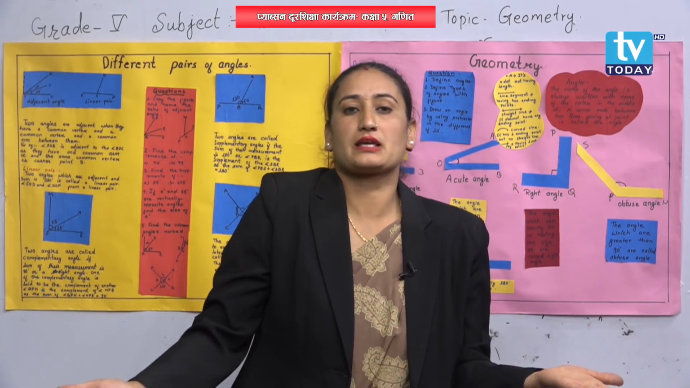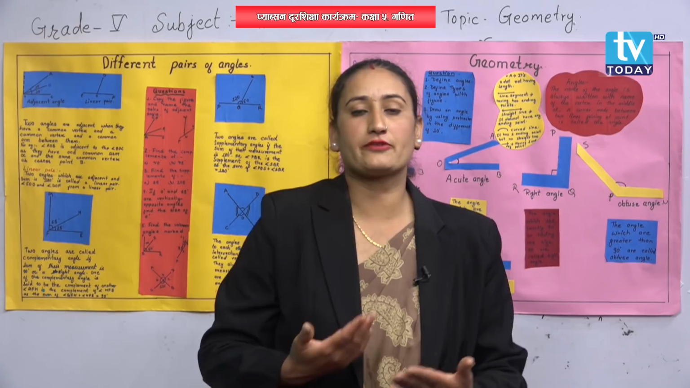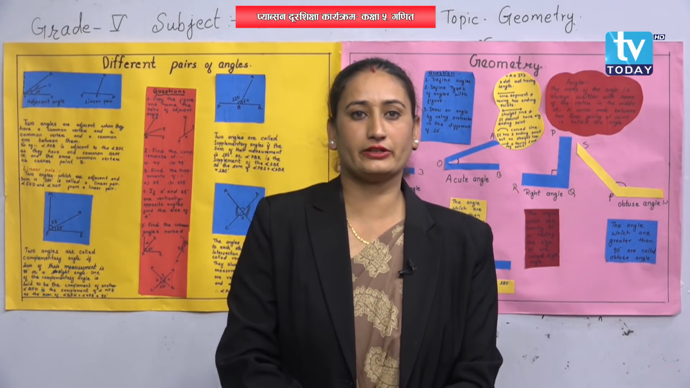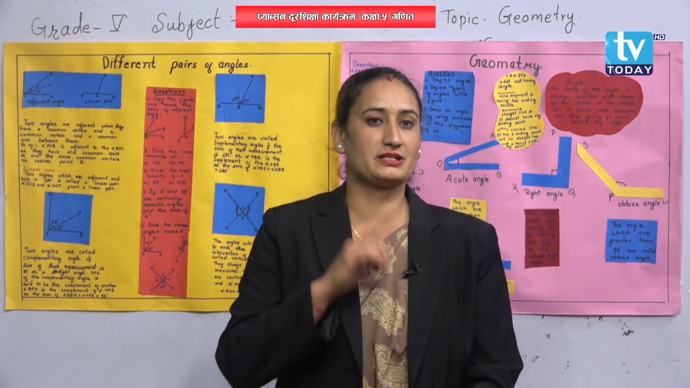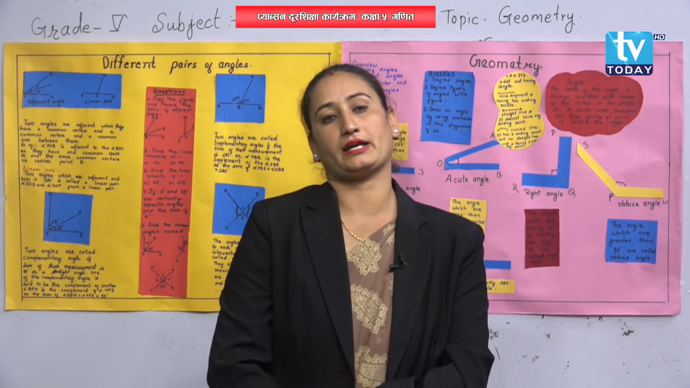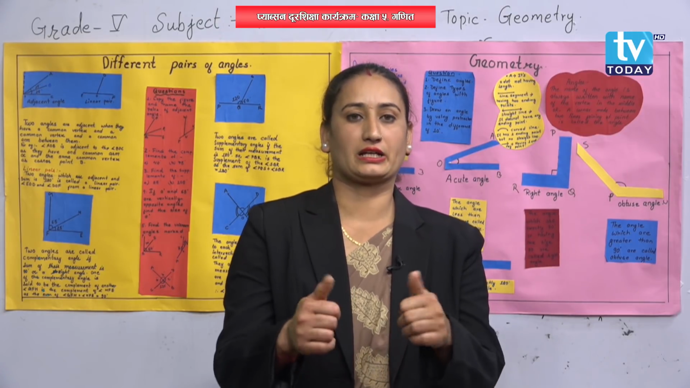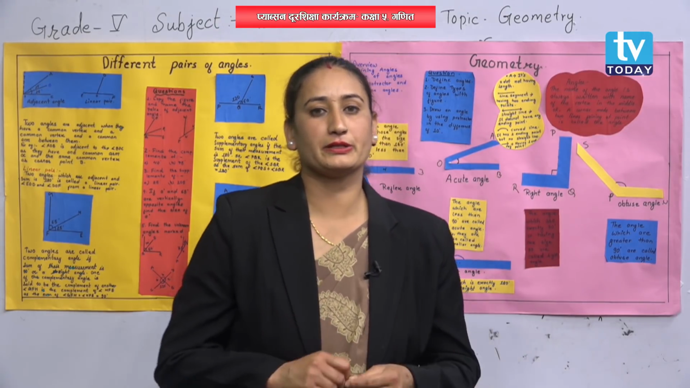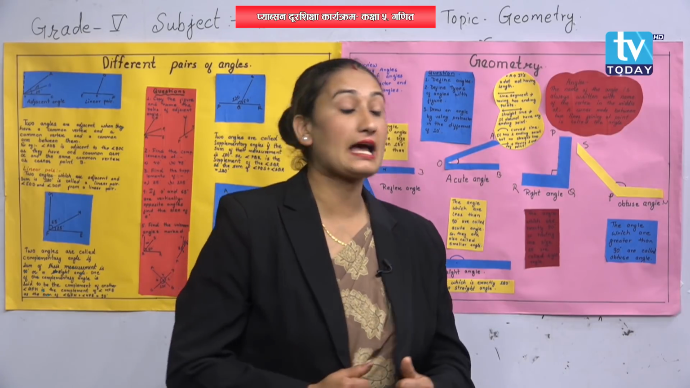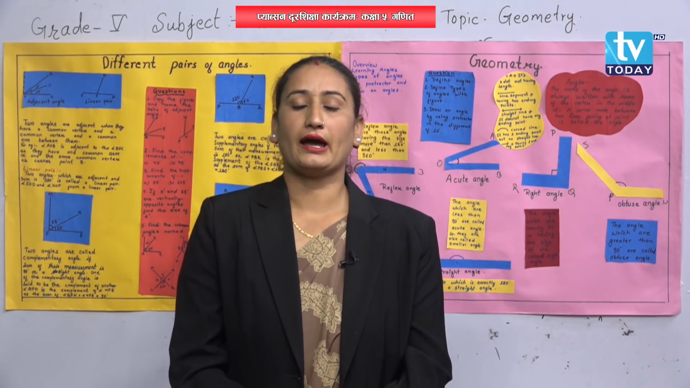How many types of angles have I told you altogether? Have you remembered? You must remember it. The first one is the acute angle, and it is smaller in size. Acute means it is smaller in size, so we call it an acute angle.